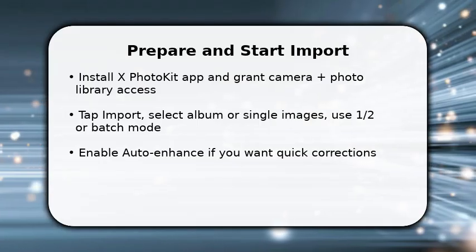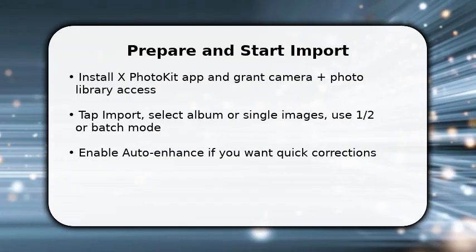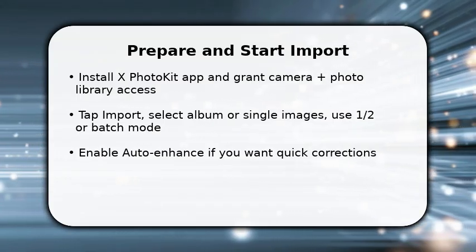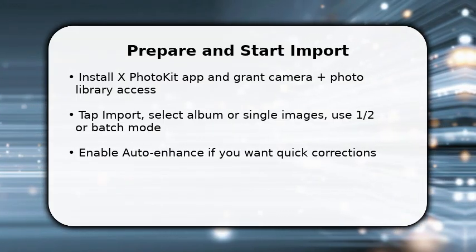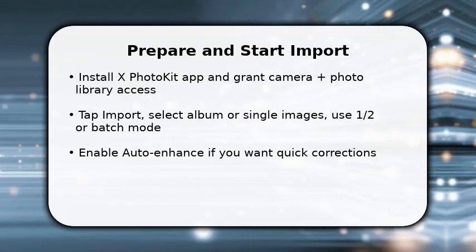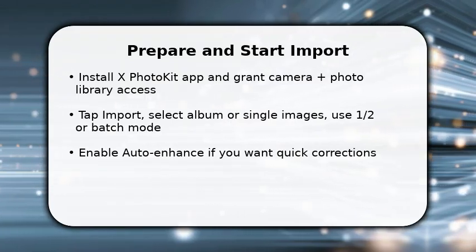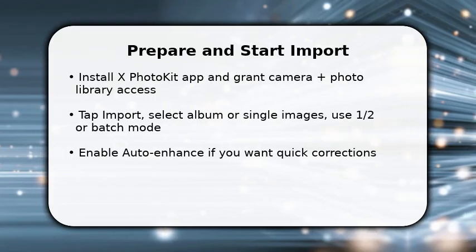You begin by opening X Photokit and granting camera and library access so the app can read and save images. Tap Import Now and choose either one photo or batch mode. That gets your files into the workspace immediately.